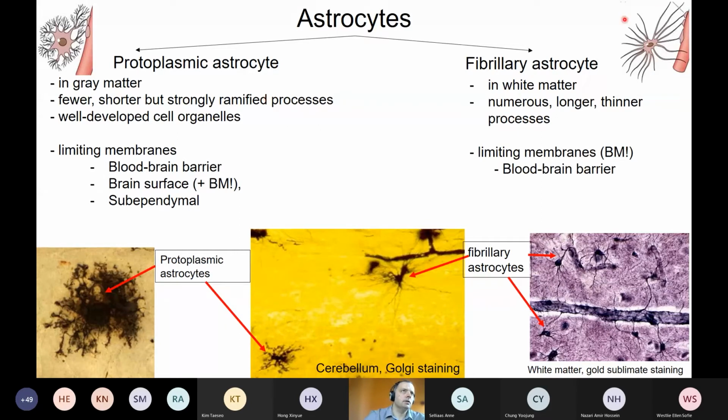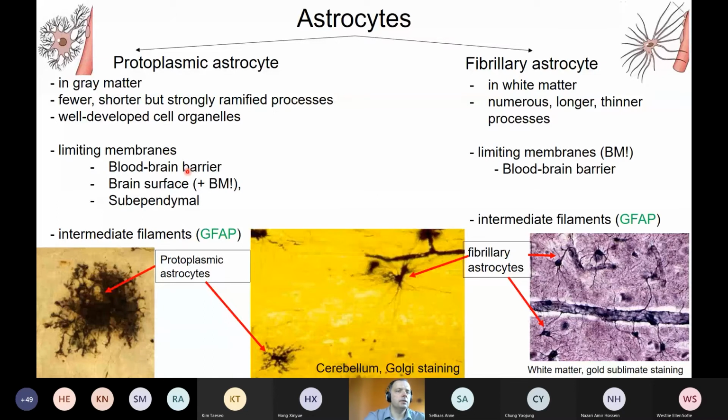In the white matter, the fibrillary astrocytes form the blood-brain barrier. In the gray matter, we have also these surfaces, like on the surface of the brain, on the top of the cortex, on the gray matter, we have a border, a limiting membrane, and also around the vessels, we have the blood-brain barrier. But I will come back to this point.